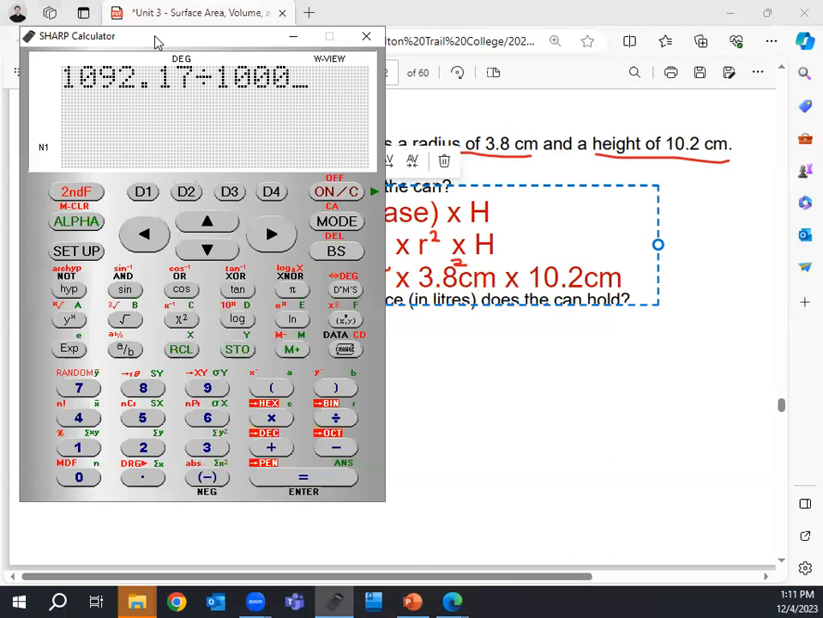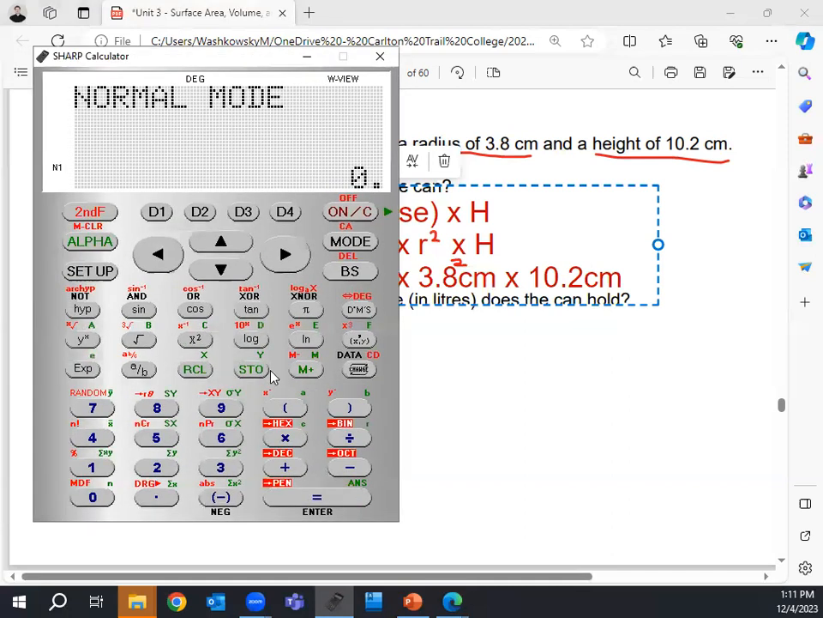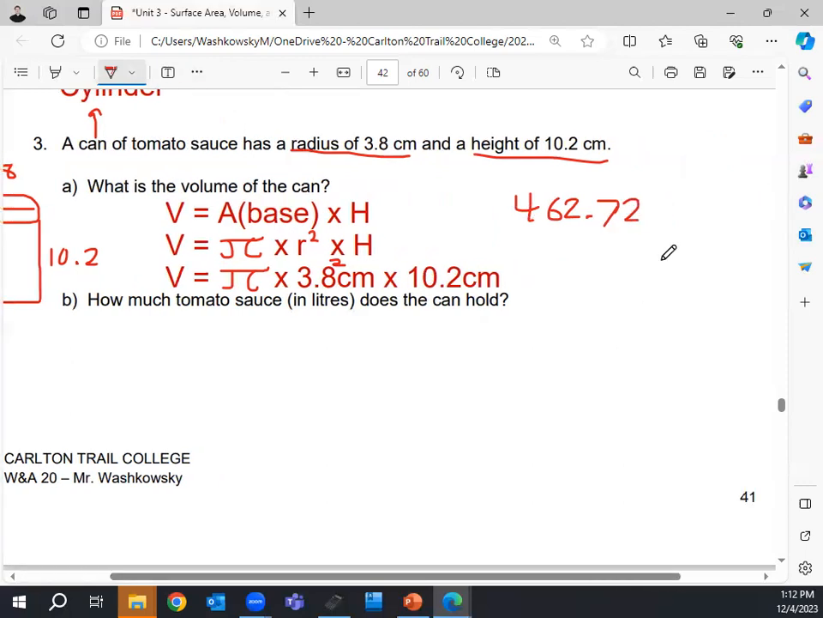So now all I need to do is just plug that in my calculator, right? So I'm doing pi times 3.8 squared. Or you can do times 3.8 times 3.8. Either works. Times 10.2. And if you do that, you should get 462.72. How many centimeters? Cubed. It is measuring volume. That means it is cubed. I'm going to circle that. That's my final answer.